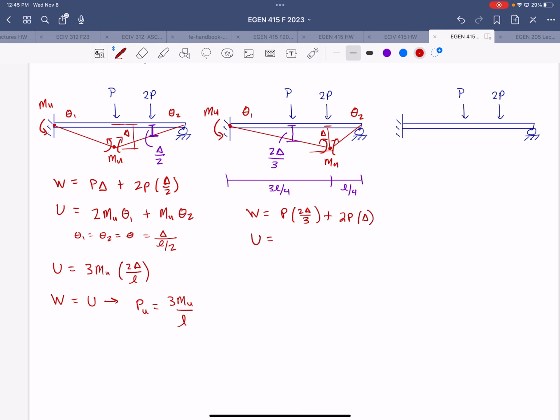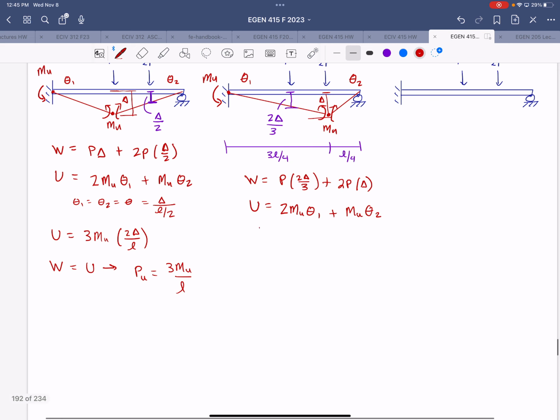Internal strain energy. From before, we have 2 mu theta 1, and we have mu theta 2. So here we'll note that theta 1 is equal to delta over 3L over 4, and theta 2 is equal to delta over L over 4. So theta 2 is equal to 3 times theta 1.